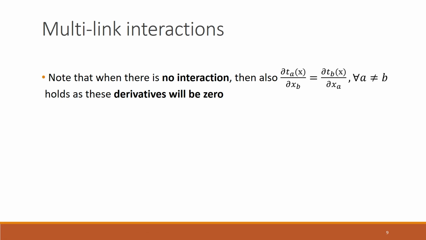Note that when there is no interaction, that is the case that we had considered first in the equilibrium, that there are no interactions between various links, then also this condition holds, as the derivatives will be equal to 0. So, this generalization is an extension of the first equilibrium case that we had considered, user equilibrium, where there are no link interactions. There all of these terms were actually equal to 0, so this equation even holds there. Only when these terms are non-zero are we meaningfully considering these multi-link interactions.